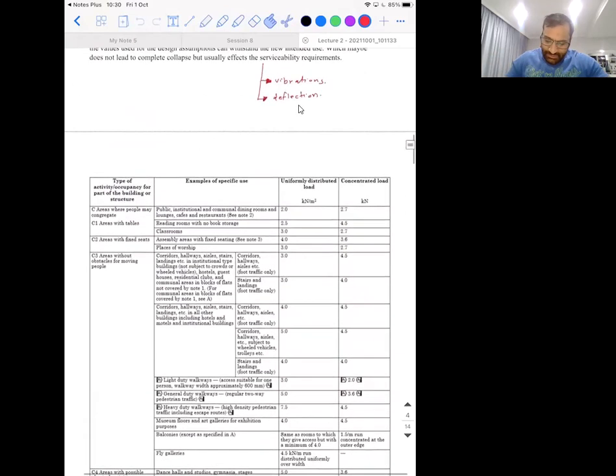Actually, let's write this down. So loads on columns are point loads. This column, for example, is a top view. We say that the point of application is the middle point.